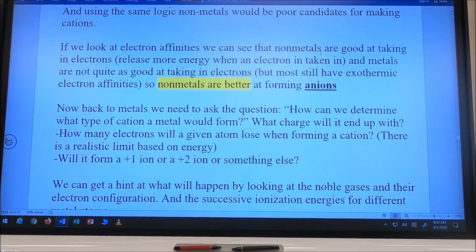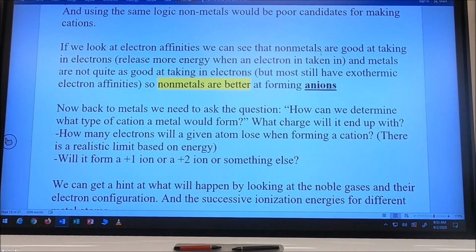Nonmetals don't make good cations because, remember, they have a very strong grip on their electrons, and their electrons are very expensive. So let's concentrate on metals for a minute and look at cation formation, and then we're going to go to nonmetals and look at anion formation.